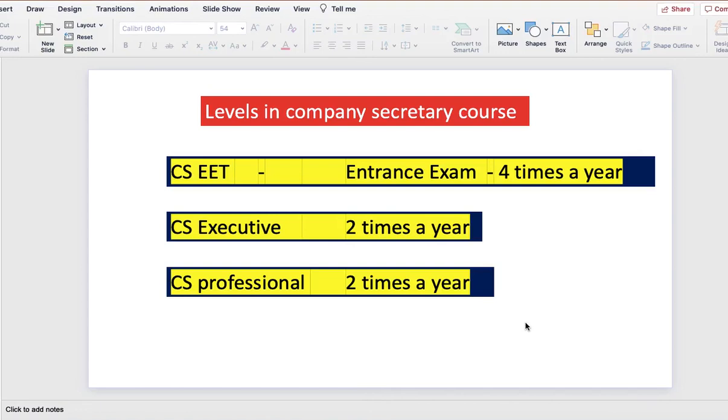This is just an entrance examination. This examination is actually conducted 4 times in a year. And once you clear the Company Secretary Executive Entrance Test, you will be eligible to register for CS Executive. This exam is conducted twice in a year, that is once in 6 months, just like other courses like CA. And once you clear this exam, you have a third level, that is CS Professional, which is also conducted twice in a year. So therefore there are three levels.